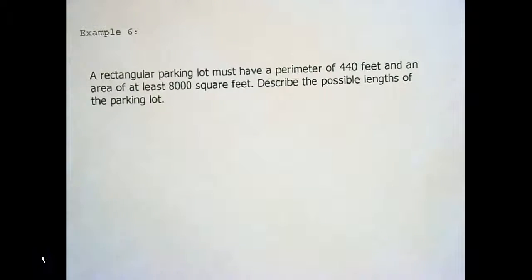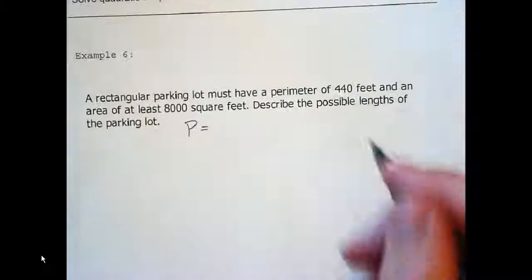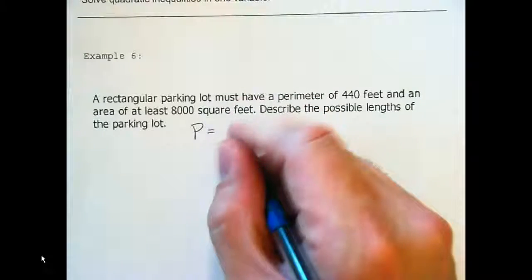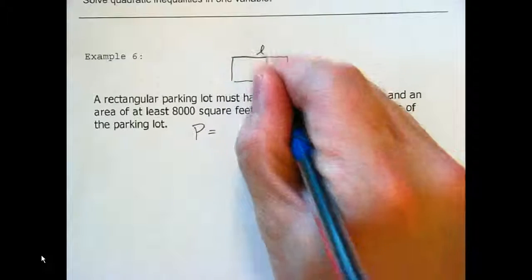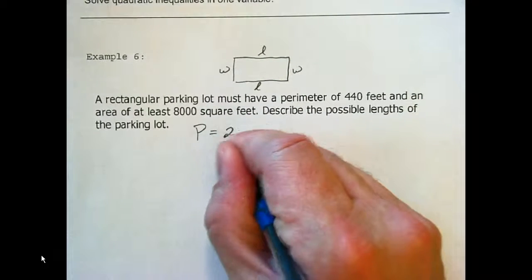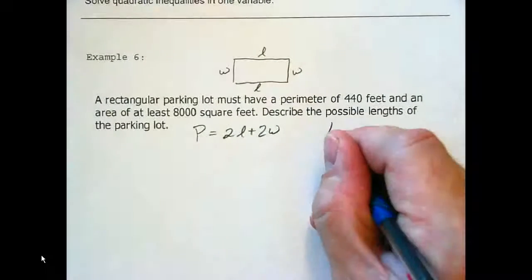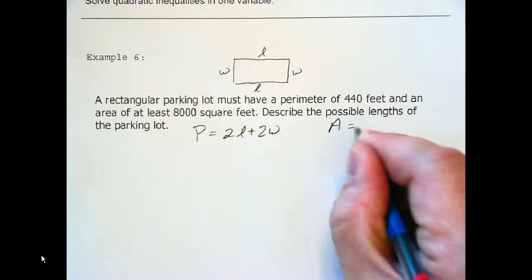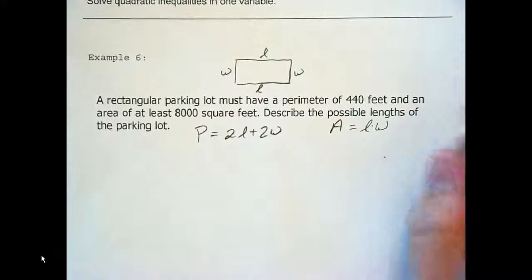Okay, so perimeter. What's the formula for perimeter of a rectangle? Good. You have length, you have width, you have width. So perimeter is equal to 2L's plus 2W's. Okay? What's area? L times W. Okay, so now they tell us some stuff.